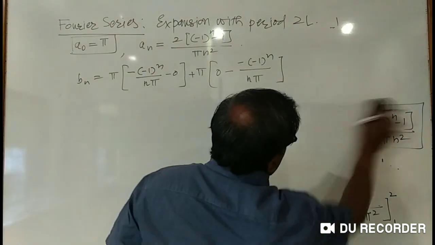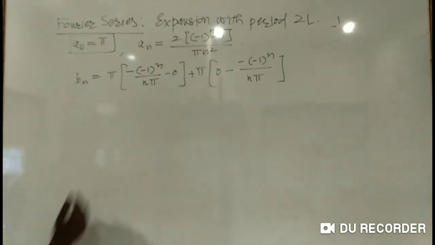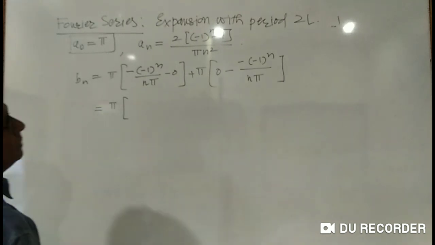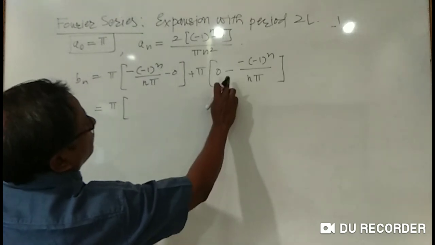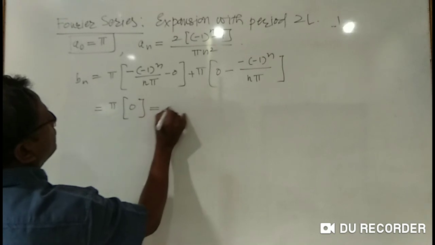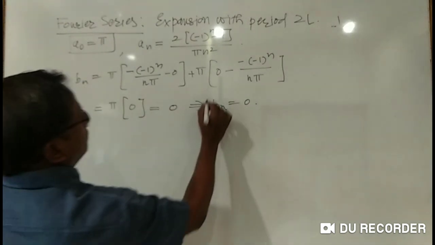Simplifying all these things, I can take common out here. So what remains in the bracket is minus of minus 1 raised to n upon n pi, and here minus, plus. So that gives us 0. So bn equals 0.